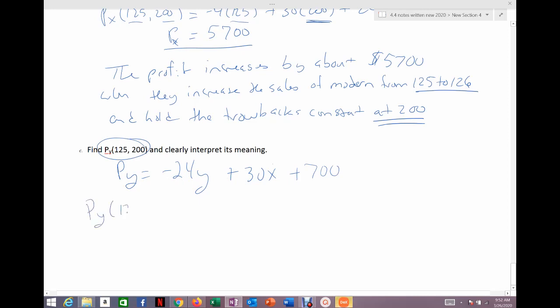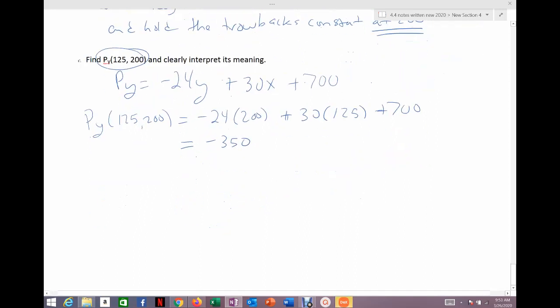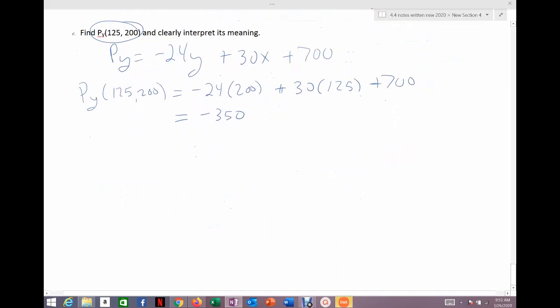If I were going to do something silly, and I think I have in the past, I would put the x value in the y spot. So make sure you're careful. Negative 24 times the y value, which was 200, and 30 times the x value, which was 125, and then add 700 at the end of that. That comes out to be negative 350. So it comes out negative this time. And again, I wanted to pick values so it came up positive, negative, so you can see the interpretation of both. Remember, that's only half the problem.